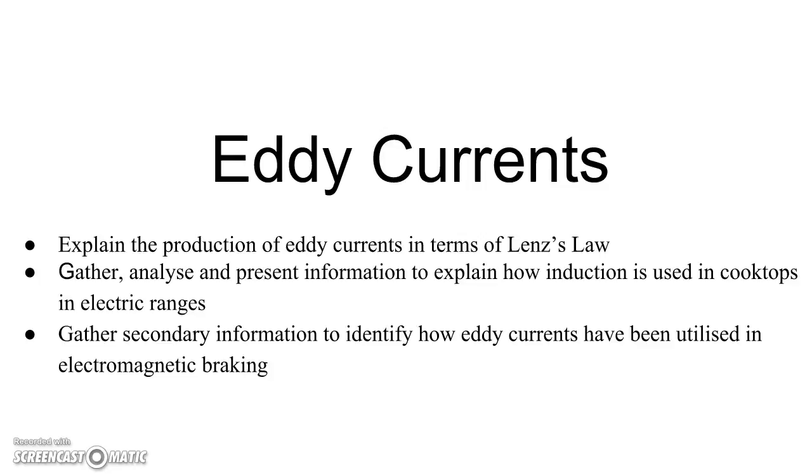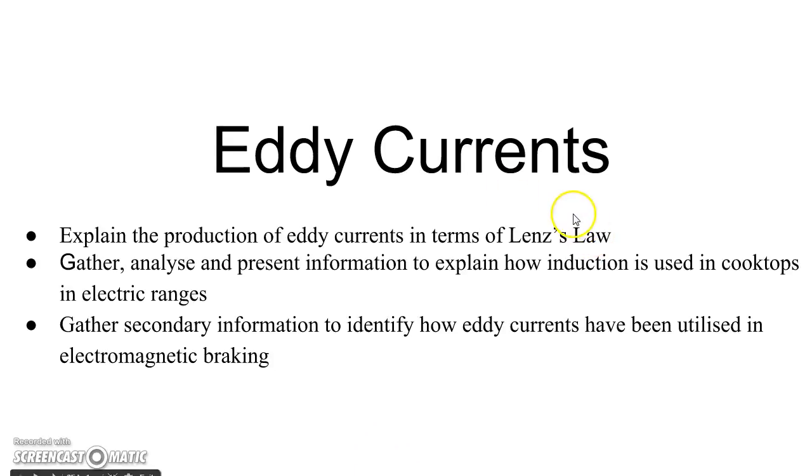Second dot point says you need to gather, analyse and present information to explain how induction is used in cooktops in electric ranges. So basically that dot point means we need to be able to explain an application of eddy currents, which is in induction cooktops, which a lot of you probably have at home. So you've probably seen them before. The third dot point is gather secondary information to identify how eddy currents have been utilised in electromagnetic braking. So that's our second application of eddy currents that we need to have a look at.